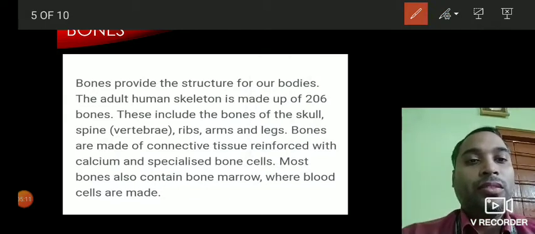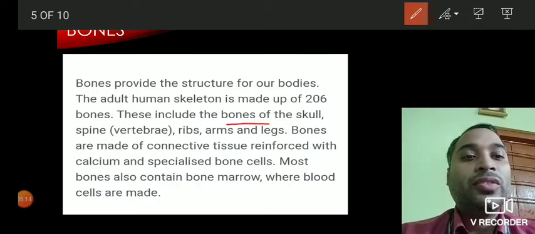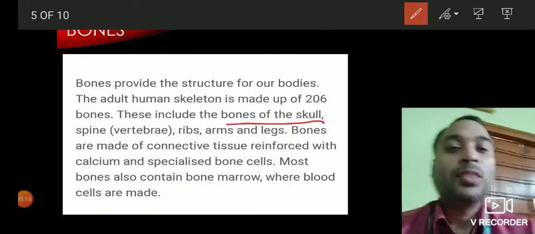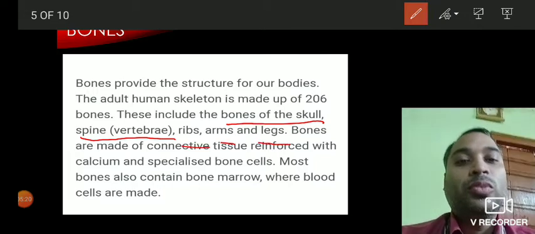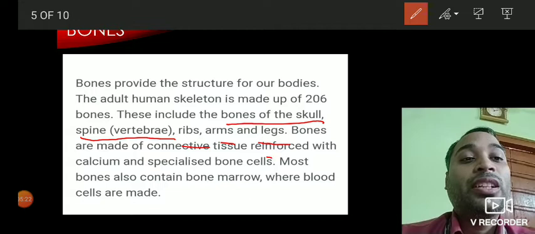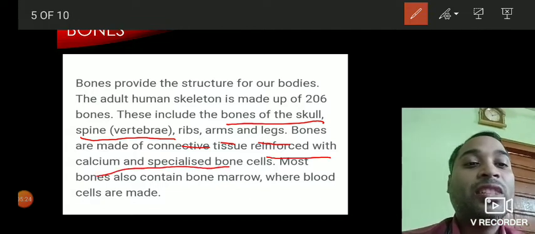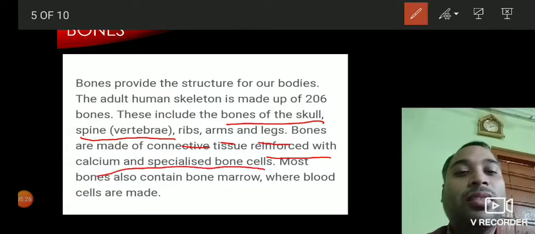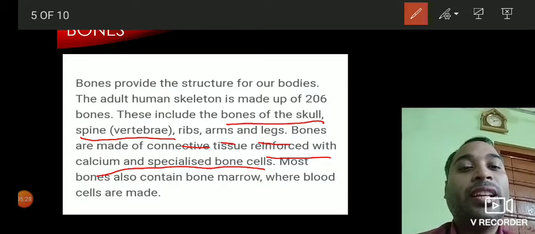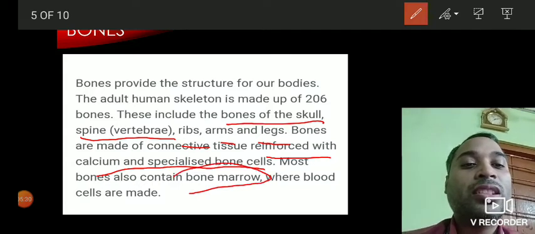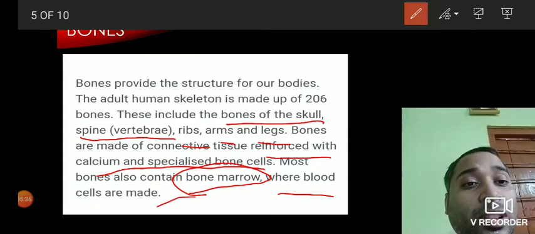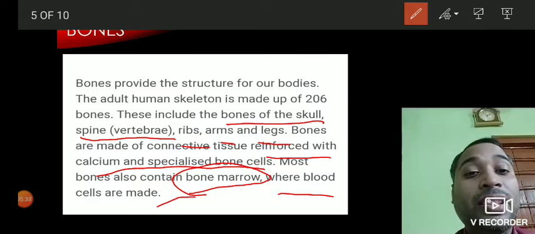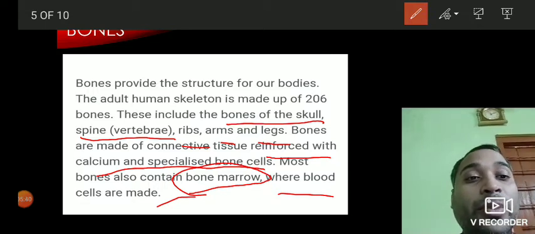So this includes bones of the skull, which we have already discussed, spine, ribs, arms, legs. Bones are made up of connective tissue reinforced with calcium and specialized bone cells. Most bones also contain bone marrow. We are going to discuss bone marrow also, where blood cells are made. Bone marrow is an important part of bone where blood cells are produced.